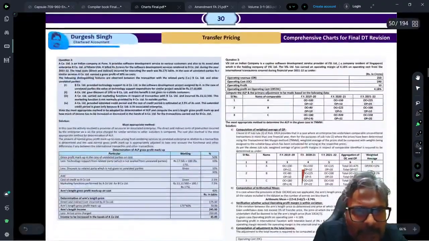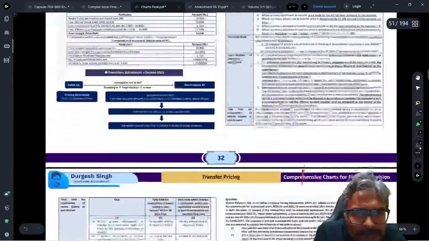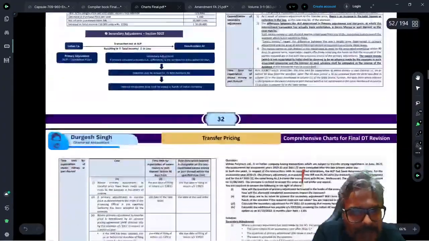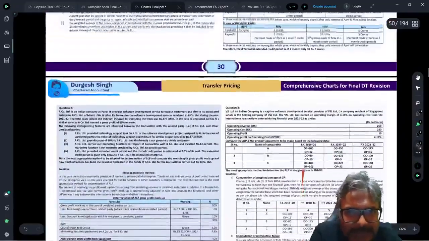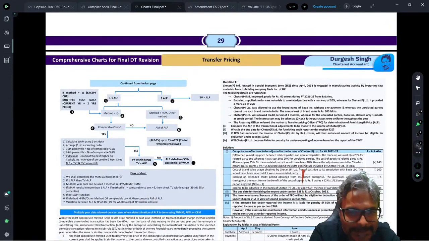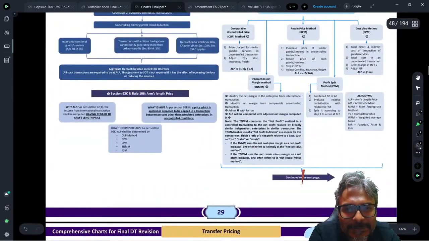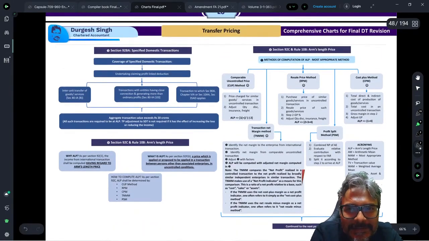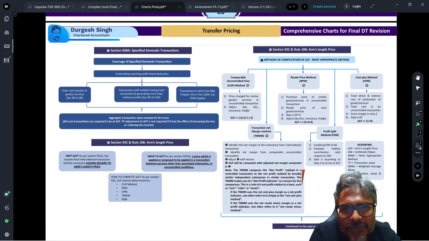Students, are you aware of one concept of... Okay, let me do that after the methods, students. First, let's start with the methods. SDT. Okay, Amruta. Yes, indeed, SDT. So, we'll do the specified domestic transaction, students, towards the end. This SDT part, let's do it towards the end.